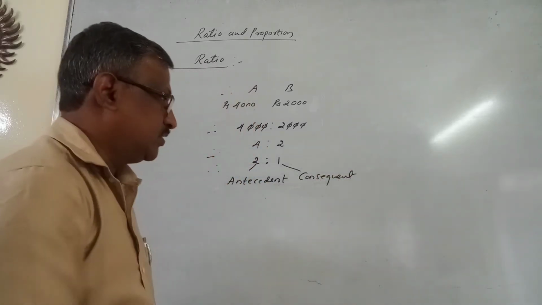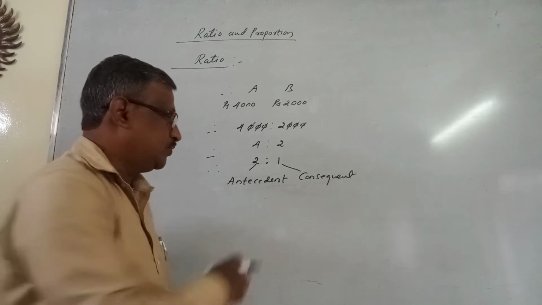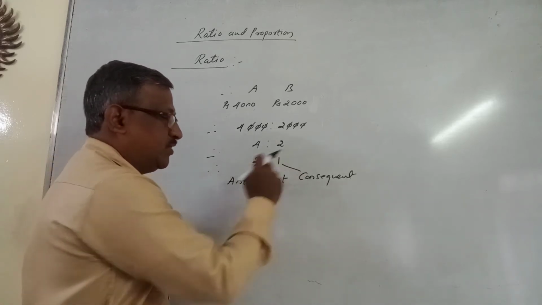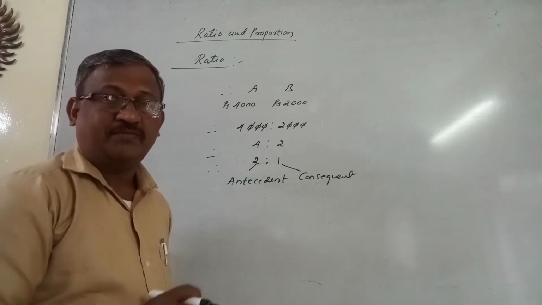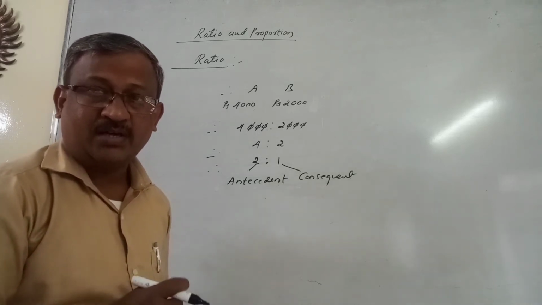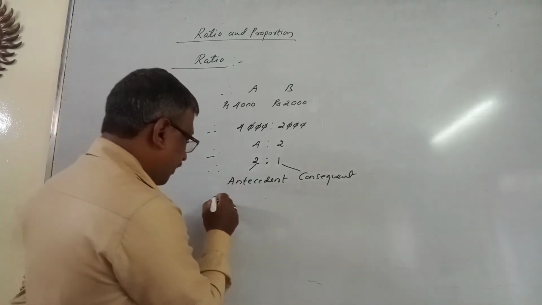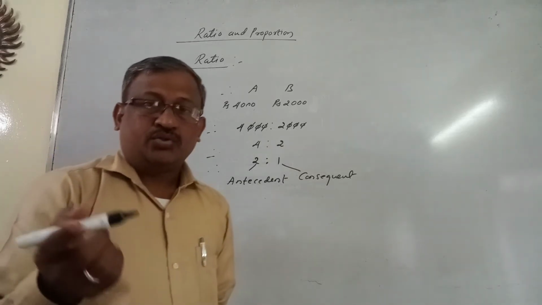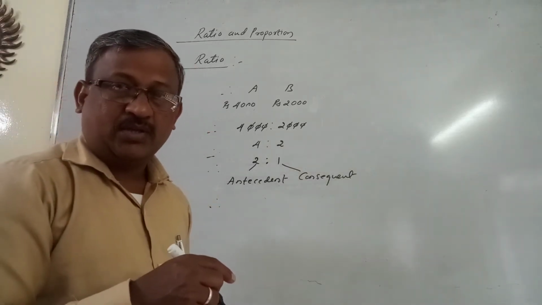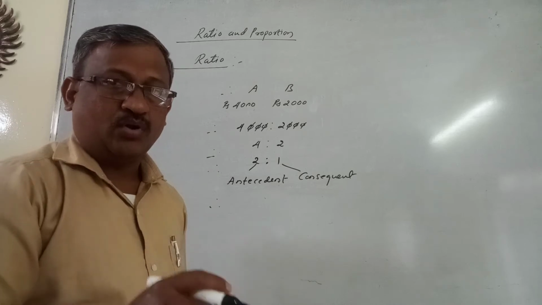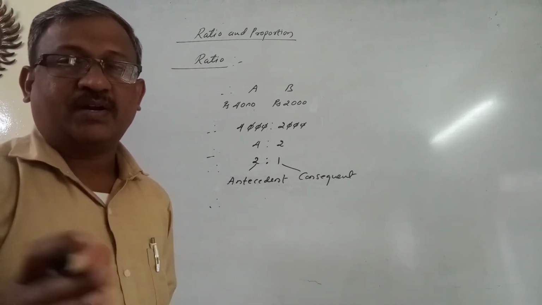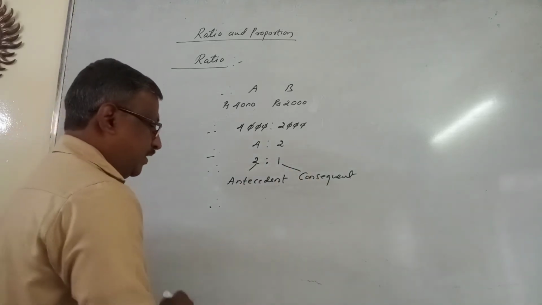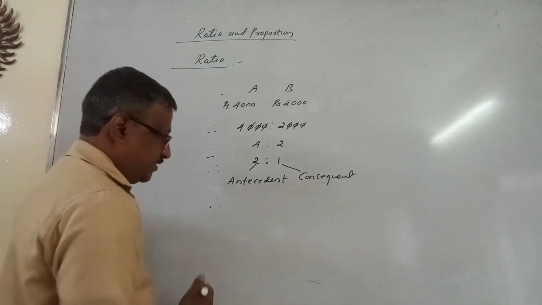Clear? So like this, every ratio has how many terms? 2 terms. First term is called the antecedent, second one is called the consequent, and the value of any ratio doesn't change if it is multiplied or divided by the same number. Whatever may be the ratio, if you divide that ratio by the same number, or if you multiply the same ratio by some one fixed number, the value of that ratio doesn't change. Just to make it understood, let's have an example.